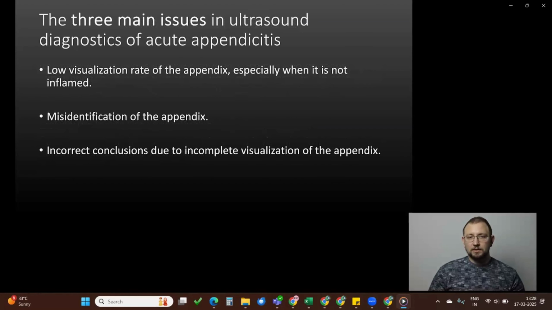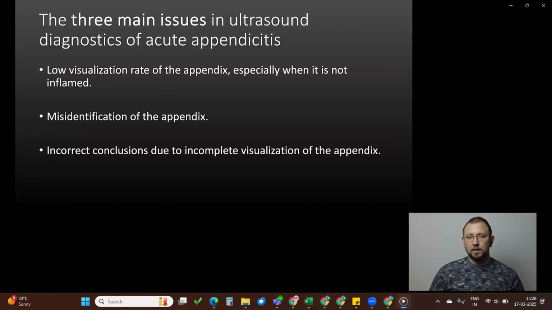In our healthcare system, surgeons don't perform ultrasound examinations themselves. This task is carried out by ultrasound diagnostic specialists. In practice, the low accuracy of ultrasound often leads to situations where surgeons encounter erroneous ultrasound reports or cases where the appendix is not visualized. As a result, many surgeons lose trust in this method.